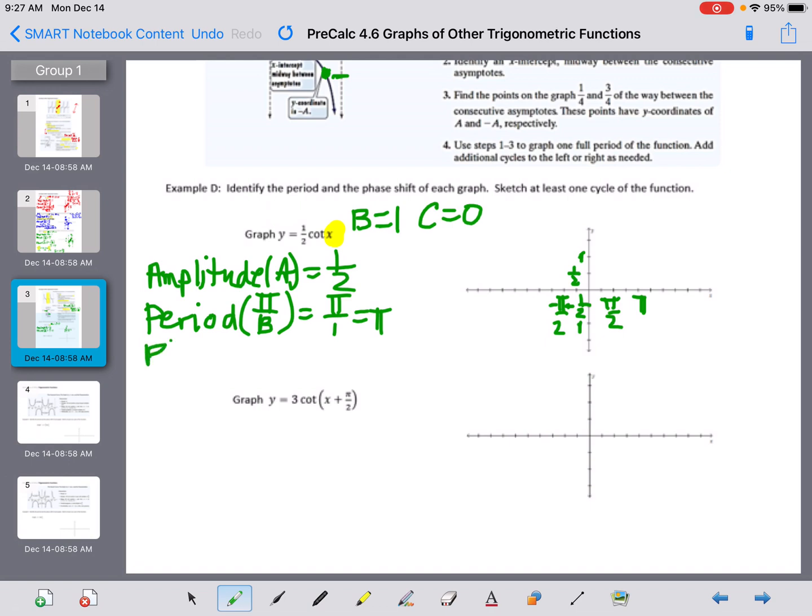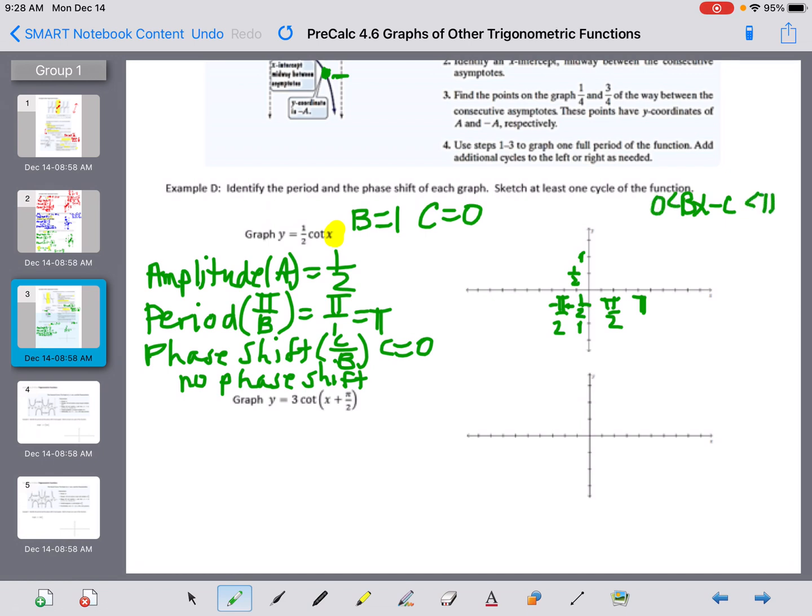Okay, phase shift is c over b. Because c is 0, there's no phase shift. Okay, but the best way to find my asymptotes is to set up my bx minus c. This time, remember, between 0 and pi because I'm dealing with cotangent and not tangent. So I really don't have anything except x in between there, which is fine because what that does is it sets it up. I need to put my asymptotes at 0 and pi. So no questions there. I have a 0 asymptote. I have a pi asymptote.